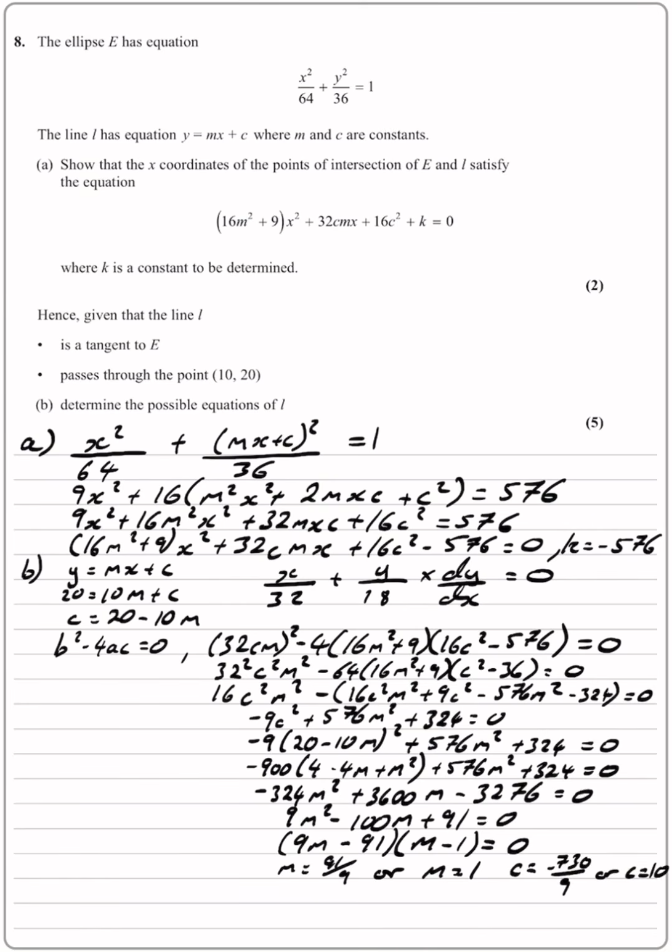And so the two possible equations of L are going to be y equals 91 over 9 lots of x minus 730 over 9, or equivalent, or y equals x plus 10. There we go.